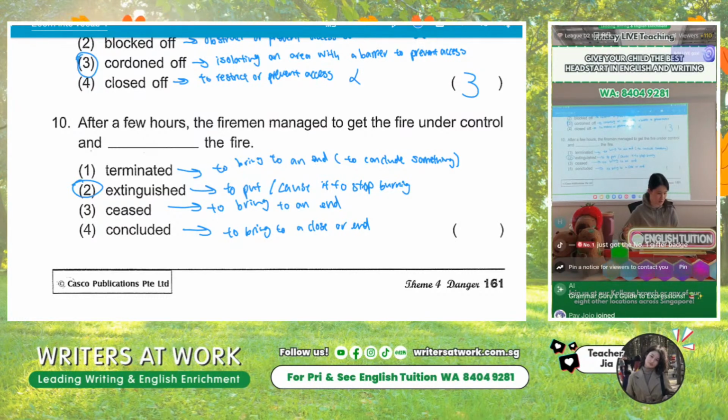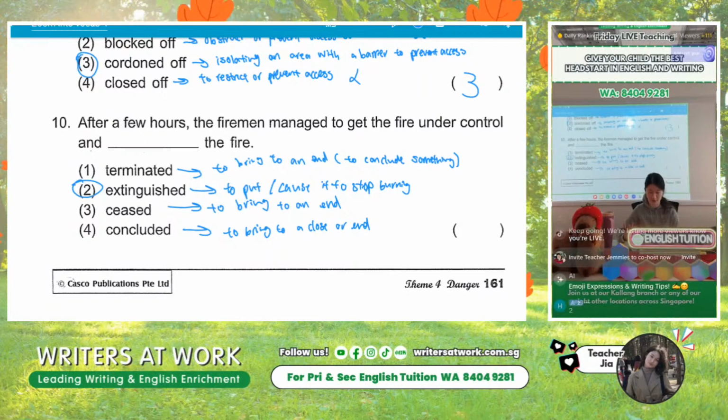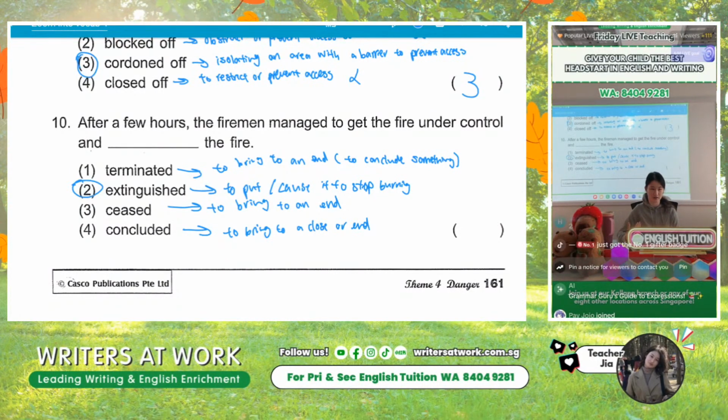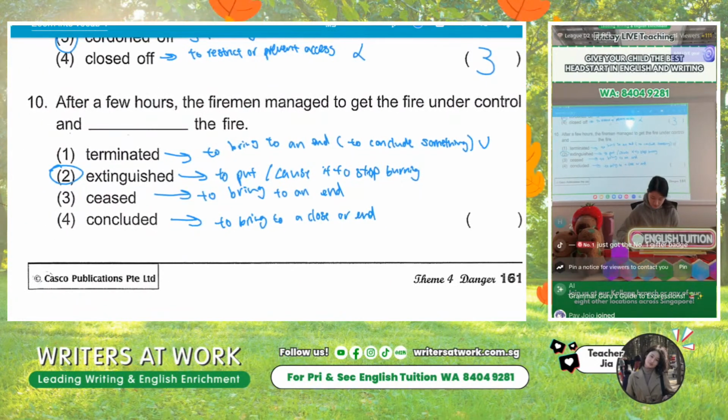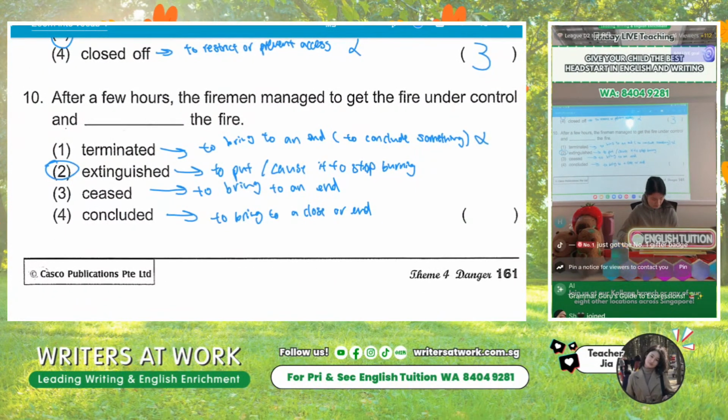Terminated usually means a general ending to something, and it's not really used to put out a fire. You don't say terminate the fire. You can say terminate a contract. You can terminate a position. You can terminate a lot of things, but fire is not one of them. So we can cross that out.